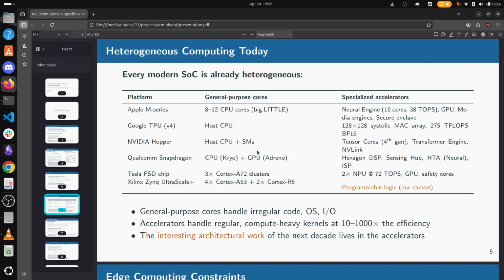Nowadays, every CPU that we have is already heterogeneous. It has a neural engine, it has a GPU built inside it, it has video encoding, decoding, it has some DSPs, etc. So now we are moving away from simple microprocessors into a heterogeneous system which does different functionalities, but they all reside on the same chip.